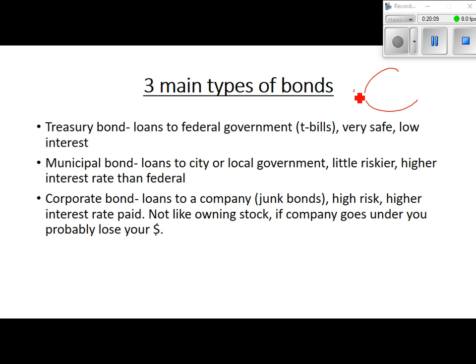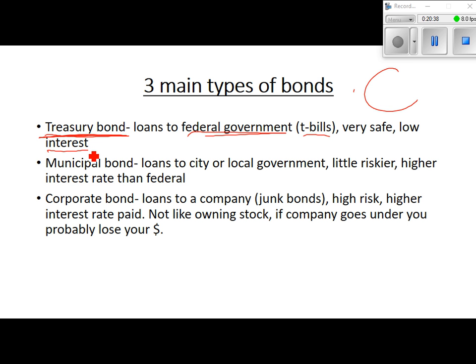Again, make sure you write down the letter. 3 main types of bonds. There's a treasury bond. That's money that you're loaning to the federal government. They're also called T-bills. They're very safe. The only way that you would lose money on a treasury bond, I think, is if the federal government got overthrown. So they're very safe, but they have a very low interest rate. So they don't pay real well.